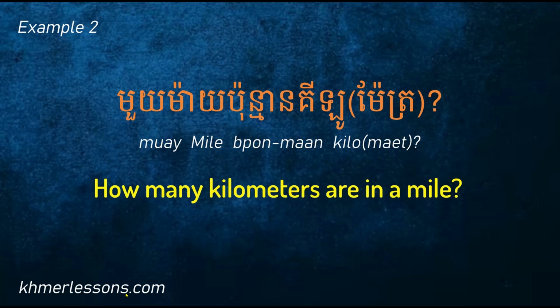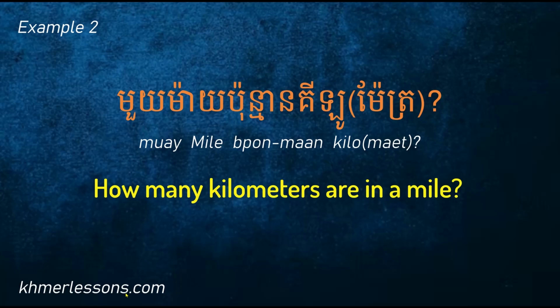In Khmer you say 1 mile. Mile we say ម៉ាយ, ប៉ុន្មានគីឡូម៉ែត្រ. មួយម៉ាយប៉ុន្មាន kilometer, or when you use the abbreviation of kilometer, you can say kilo as well. It's the same as kilogram. So for kilogram and kilometer, the abbreviation is kilo.